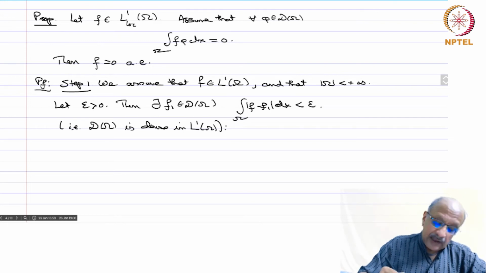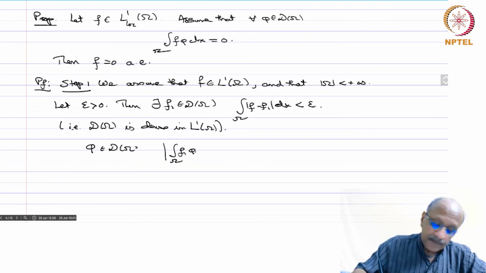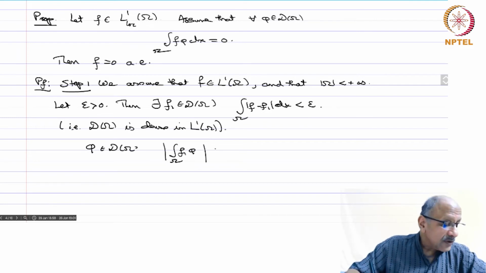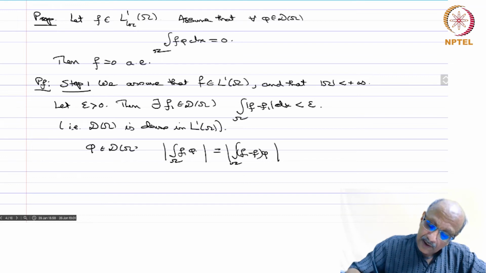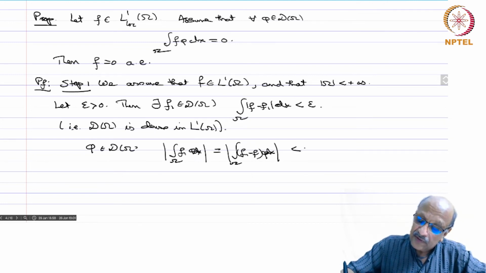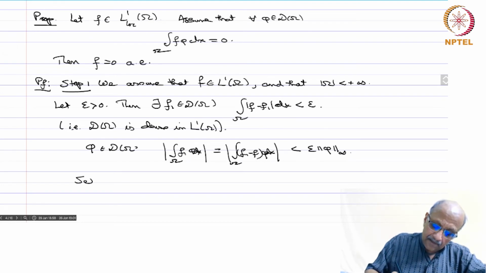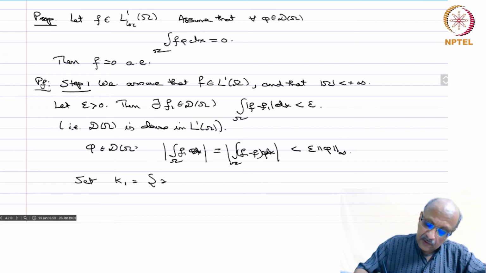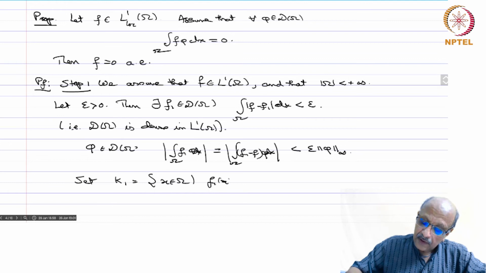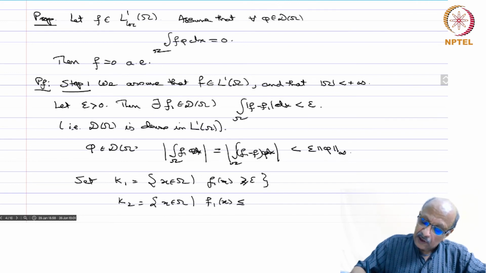Okay, so then let us take φ in D(Ω), and then consider the integral over Ω of f1φ. This is equal to the integral over Ω of (f1 − f)φ dx, because the integral of fφ dx is 0. So I have just added 0. And that is of course less than epsilon times ‖φ‖_∞. Okay. So now you set K1 to be the set of all x in Ω such that f1(x) is greater than or equal to epsilon, and K2 equals the set of all x in Ω such that f1(x) is less than or equal to minus epsilon.